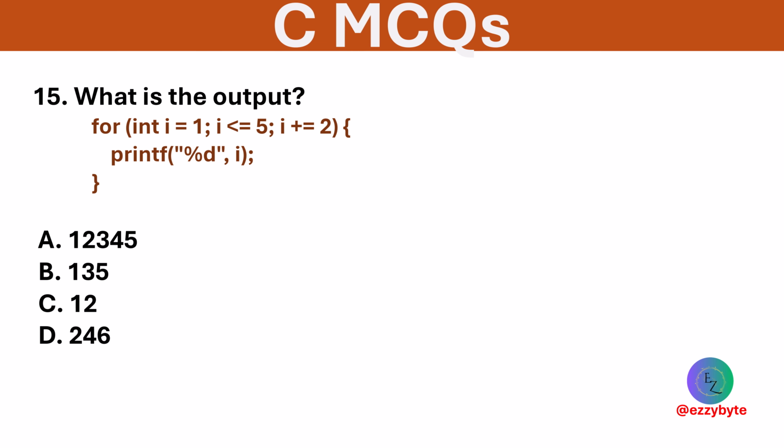What is the output of this code? Options are 1, 2, 3, 4, 5; 1, 3, 5; 1, 2; and 2, 4, 6. Option B is correct. It prints 1, 3, 5 as i increments by 2.